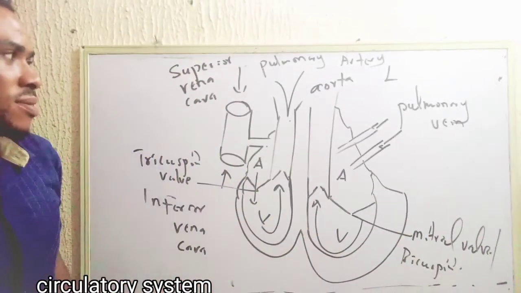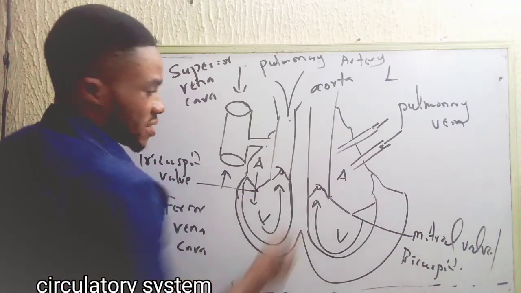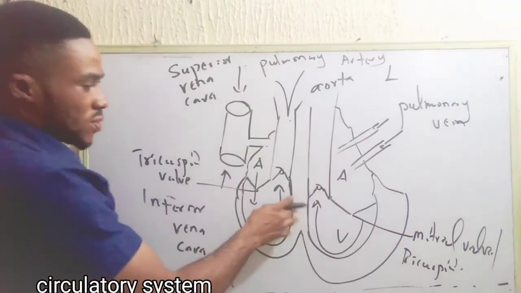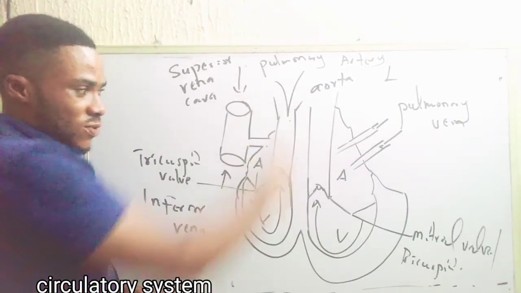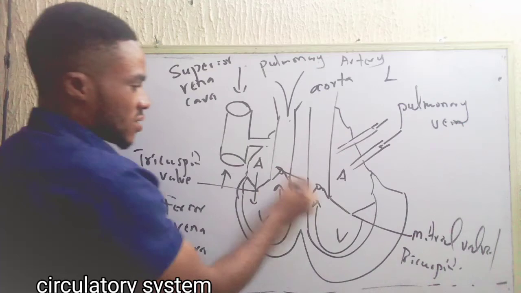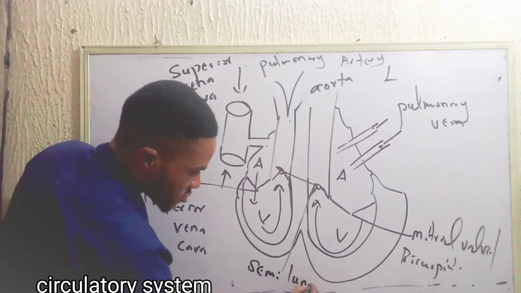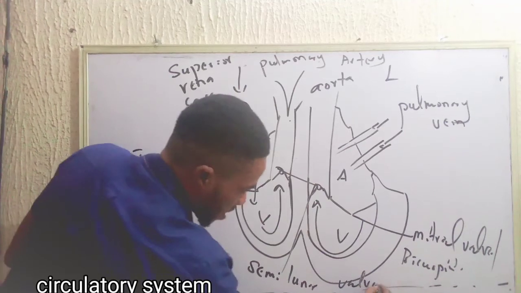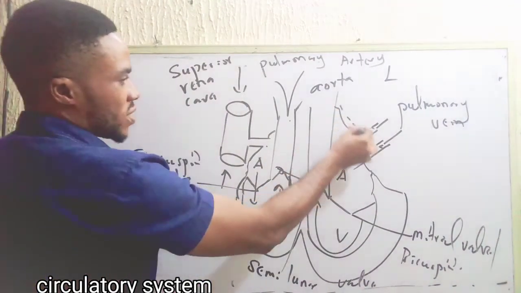The oxygenated blood. Now, these two valves that are here actually prevent what? The blood from coming back, because they don't allow blood to flow back. They only allow it to flow in one direction, as the way they've been designed, and are collectively known as what? The semilunar valve.